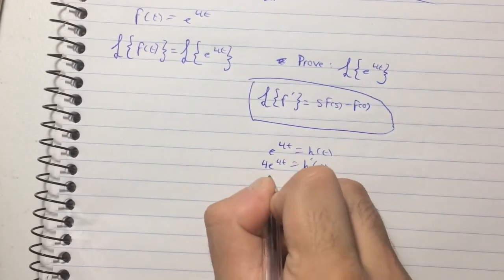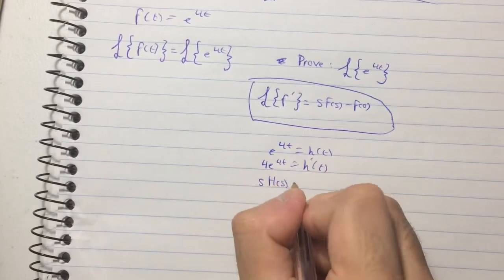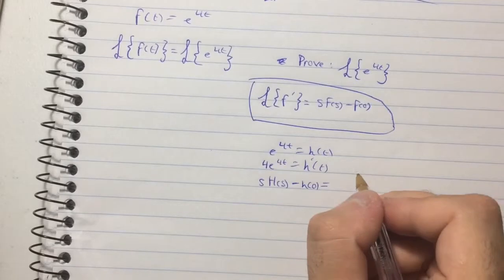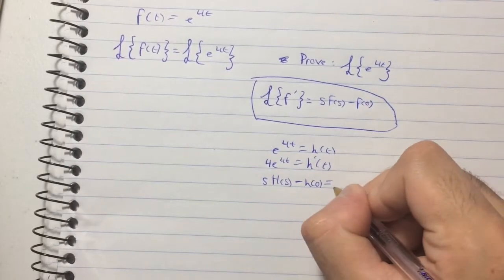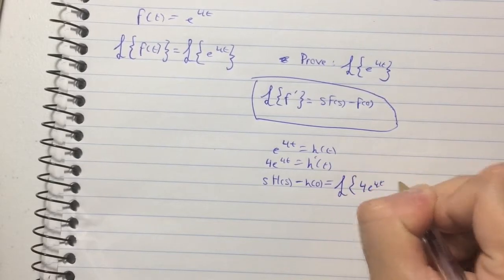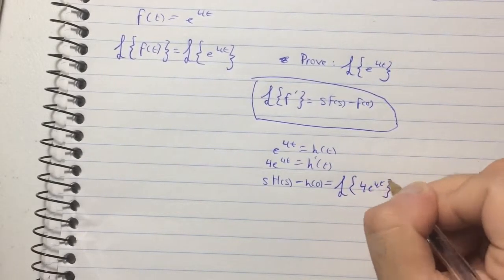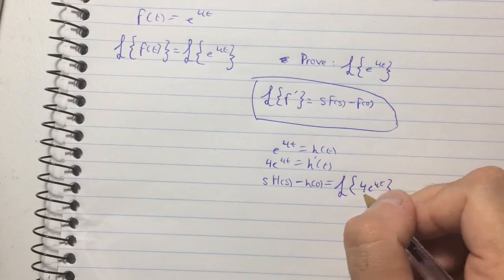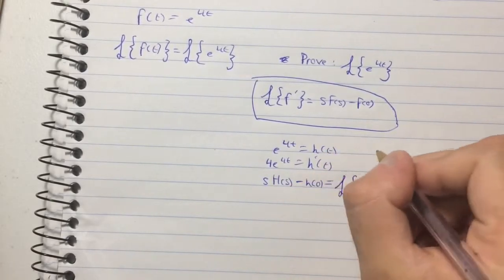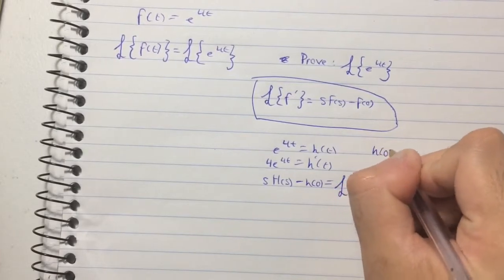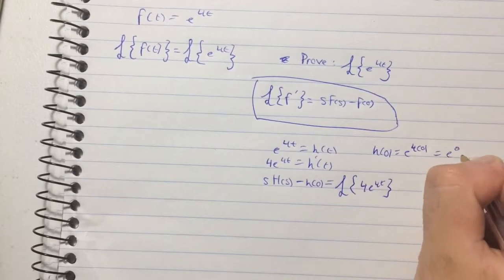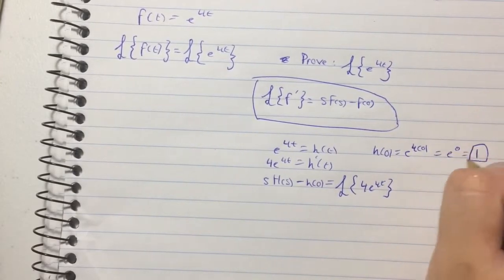So I'm going to have sHs minus h of 0, which I haven't found out yet, but it's the easiest thing to prove, is equal to the Laplace transform of 4e to the 4t. But I'm still trying to prove the Laplace transform of just e to the 4t. Okay, what's h of 0? If I plug in 0, h of 0 is equal to e to the 4 times 0. That's just equal to e to the 0. It's equal to 1, right? As anything to the power of 0 is 1.